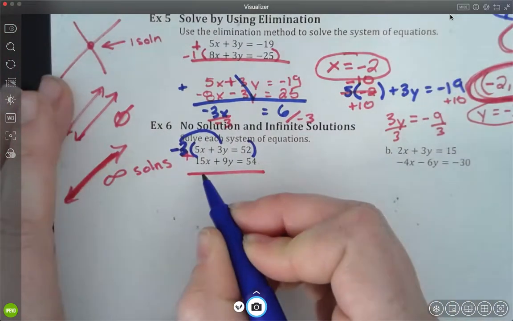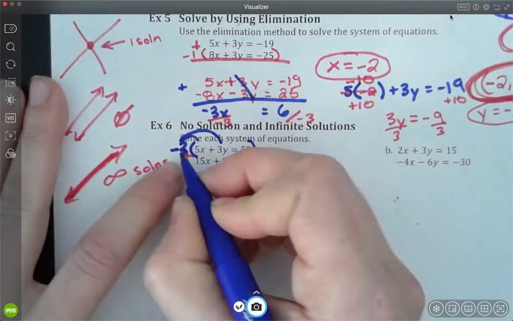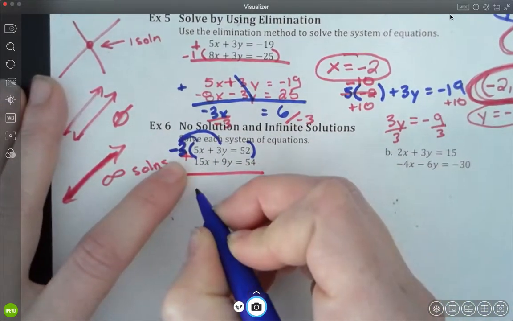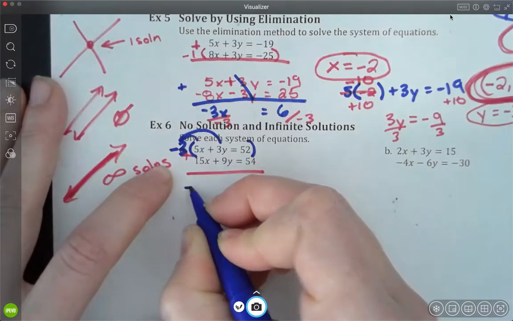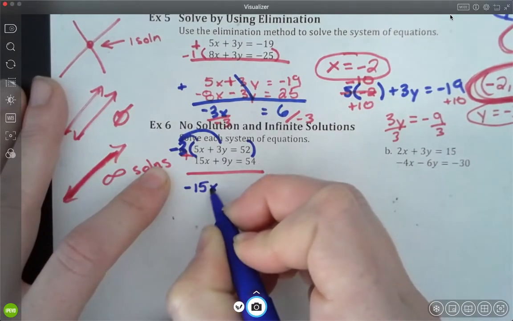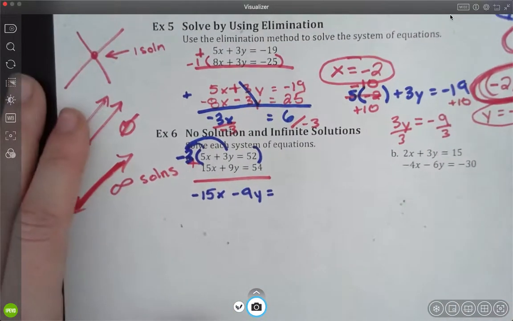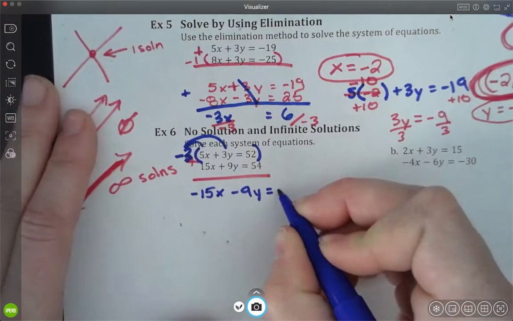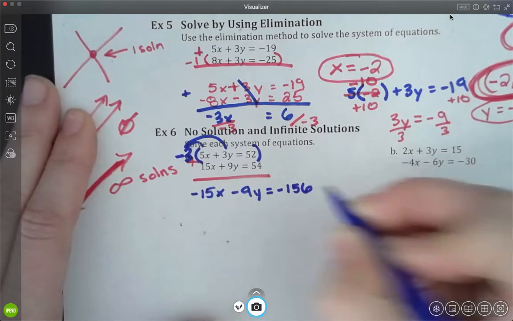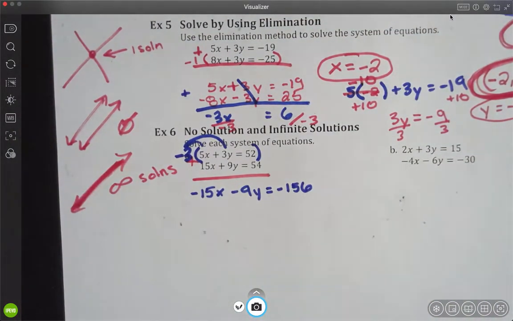So right below this guy, I'm going to distribute him through. Negative 3 times 5x is negative 15x. Minus 9y equals negative 3 times 52 is 156. That's a big number. Negative 156. Make sure that you have your negatives attached, right? If you get a really funky wrong answer, sometimes it's because you drop your negative. Don't drop the negative, okay?